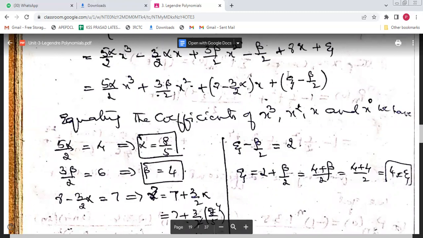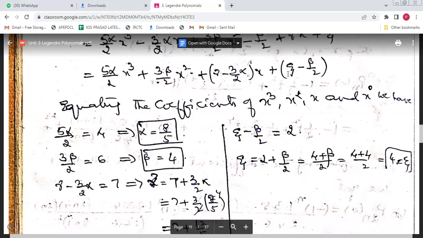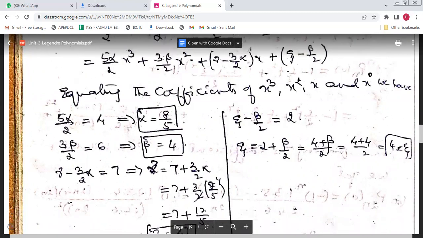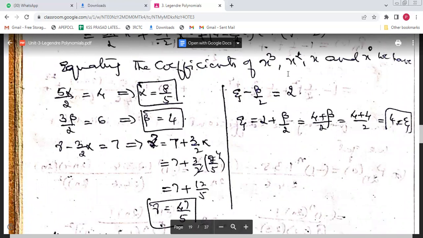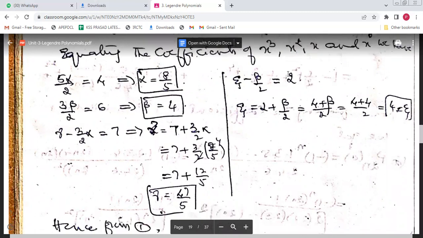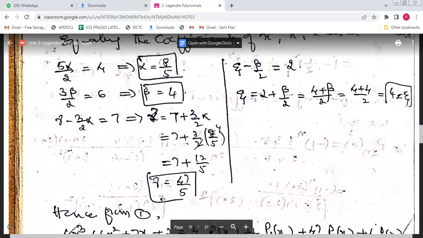So here we can see that gamma equal to 7 plus 3 by 2 times alpha. That is 7 plus 3 by 2 times 8 by 5, that is 7 plus 12 by 5. Therefore, gamma equal to 47 by 5. Now, similarly, we compare the coefficients of constant terms. Xi minus beta by 2 equal to 2. Therefore, xi equal to 2 plus beta by 2, that is 2 plus 4 by 2, that is equal to 4. Xi equal to 4.